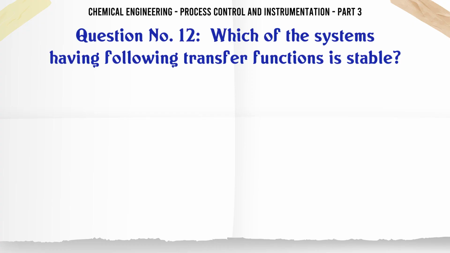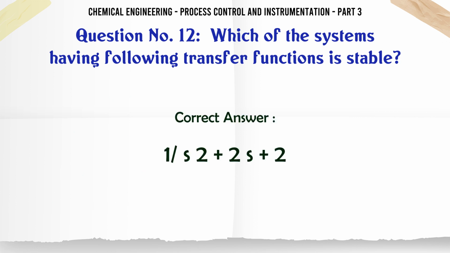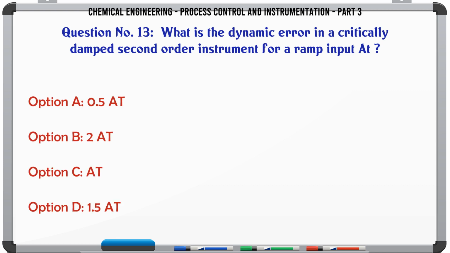Which of the systems having following transfer functions is stable? A. 1/(S²-2), B. 1/(S²+2S-3), C. 1/(S²+2S+2), D. The correct answer is 1/(S²+2S+2).